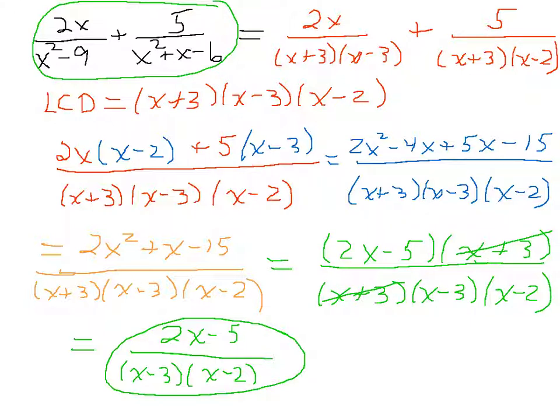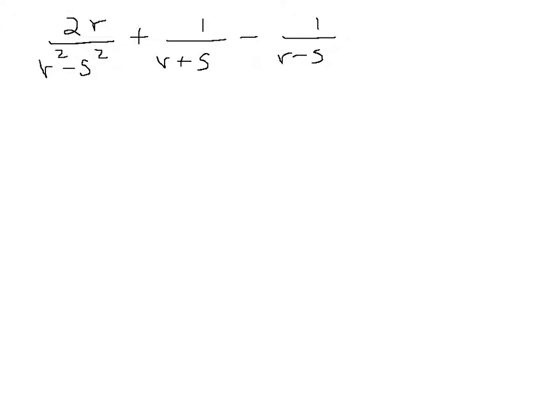All right, so we'll look at one more, and that'll be it. Okay. So this is a fairly complicated one. We got some addition and some subtraction going on. And so what we need to do, as always, is factor the bottoms completely. And there's really only one bottom that needs to be factored. So let's do that.